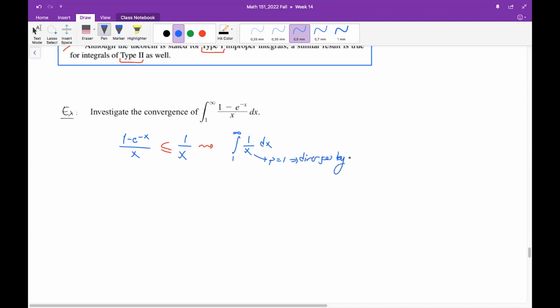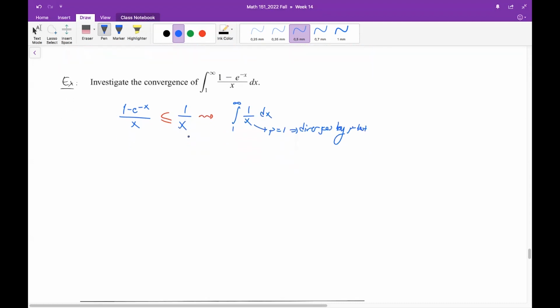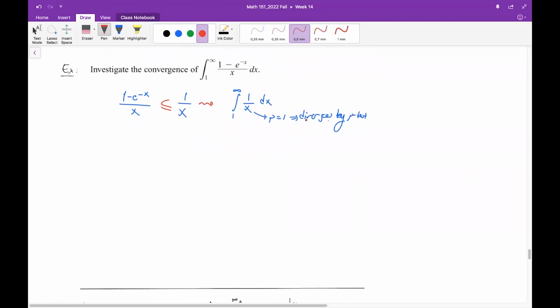it diverges by the p-test. So how do you conclude here? The integral with the bigger function diverges. So the integral with the smaller function now may behave like convergent, finite, or may behave like divergent, because its upper bound is infinite and the smaller thing can be either finite or infinite. You cannot decide this. That's why direct comparison is not working here. The direct comparison test does not work here.